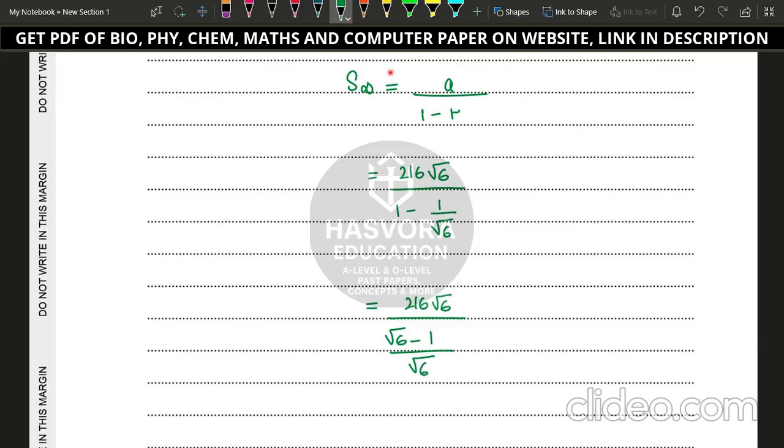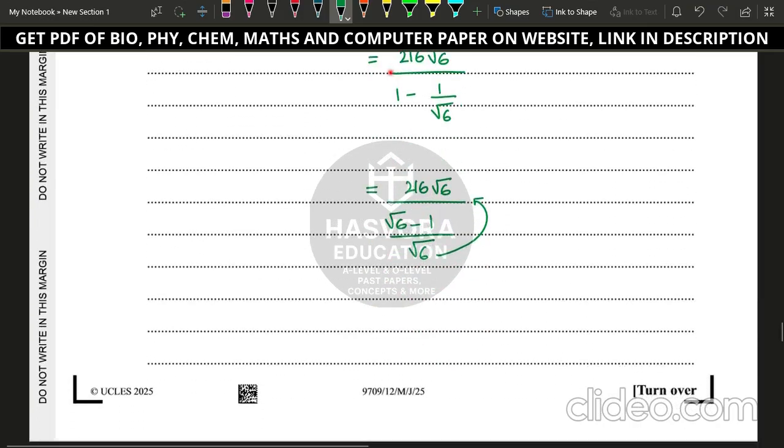Okay, so now I can simply shift it to the numerator, so it will become 216 into under root 6 into under root 6. It will become under root 6 whole square divided by under root 6 minus 1. This will give you the result. Let's see, 216 into under root 6 whole square will be 1296. So 1296 divided by under root 6 minus 1.